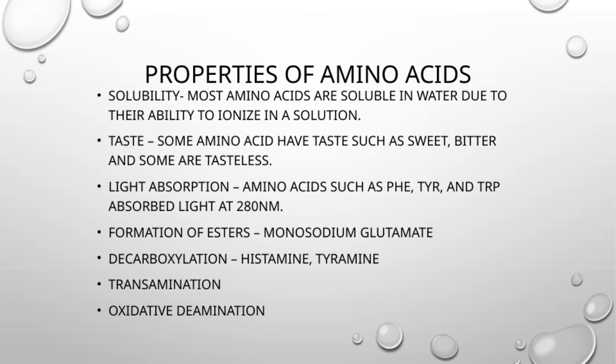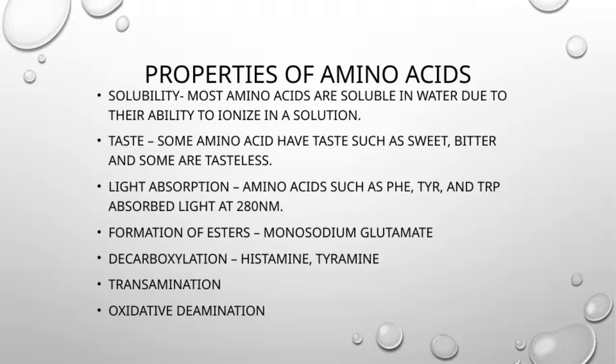Now, let's talk about the formation of esters. One example is monosodium glutamate, which is a sodium salt of glutamic acid. It's used as a flavor enhancer and illustrates how amino acids can be chemically modified for practical applications.